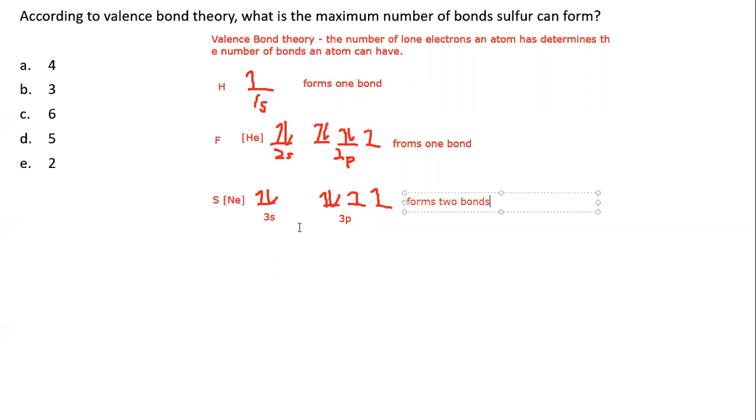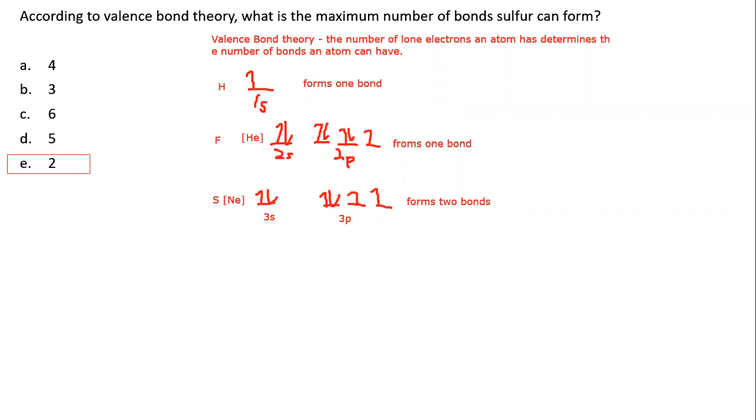But when we get to sulfur, since sulfur has two lone electrons, according to valence bond theory, it should only form two bonds. However, we know that this is not correct because we've drawn Lewis structures with the sulfur atom that has 4 bonds, 5 bonds, 2 bonds, 6 bonds, etc. So that tells us the valence bond theory doesn't work well for anything besides hydrogen or halogens.